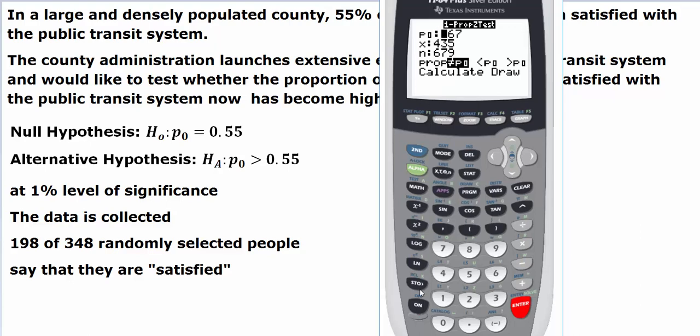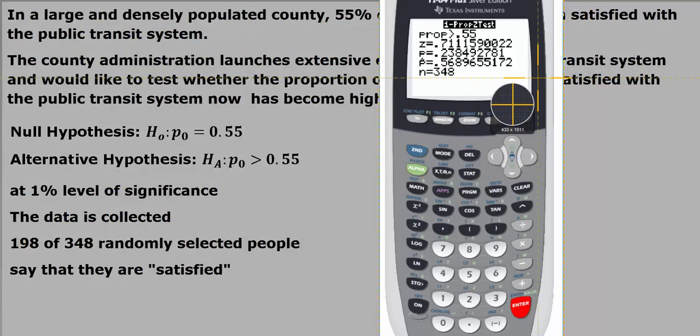So what we got is our null is 55%. Our x is how much? 198. And sometimes the data comes in percentage. You have to transform it to counts in that case. And our n is what? 348. And our alternative is greater than this time, right? So we'll go ahead and ask it to calculate it.